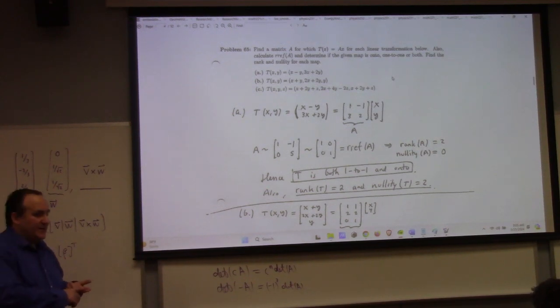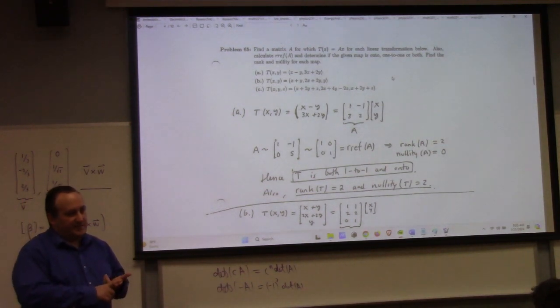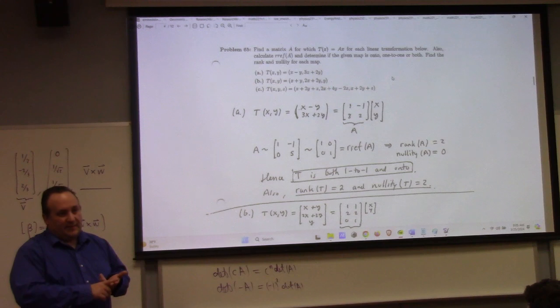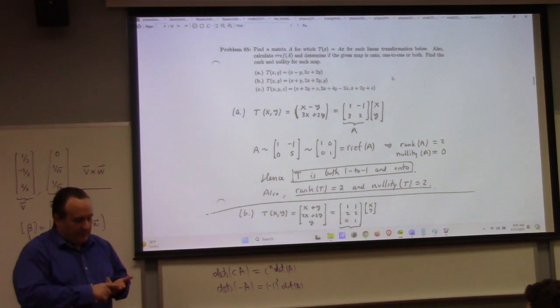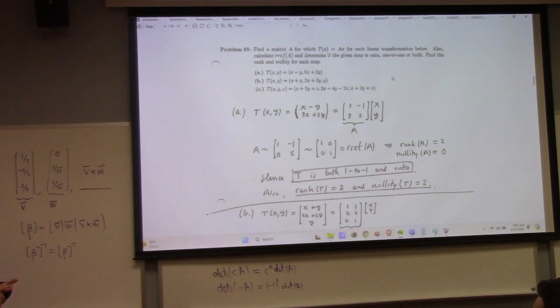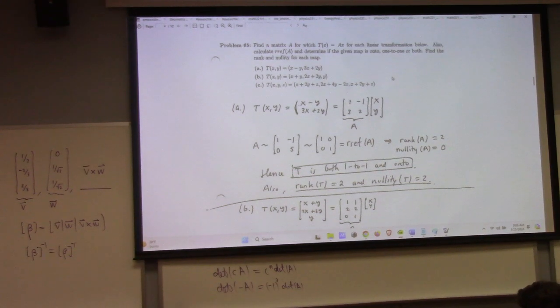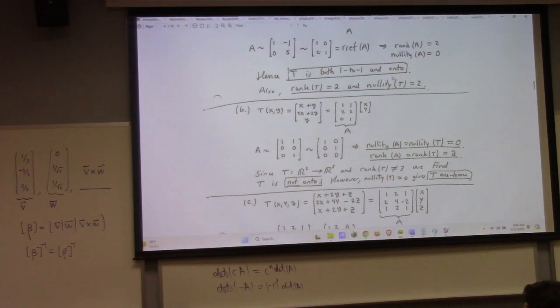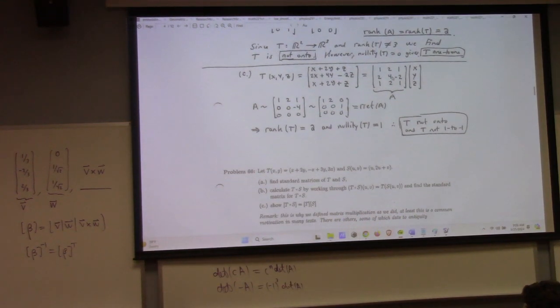How do we figure out if the transformation is one-to-one? That means that the null space of the standard matrix is 0. If the null space of the standard matrix is not 0, that means that the transformation is not one-to-one. It's onto if the rank of the matrix is the same dimension as the place where the transformation is mapping into. So one-to-one and onto are only both possible if we're going between the same dimensions, which means that the determinant of the matrix has to be non-zero.